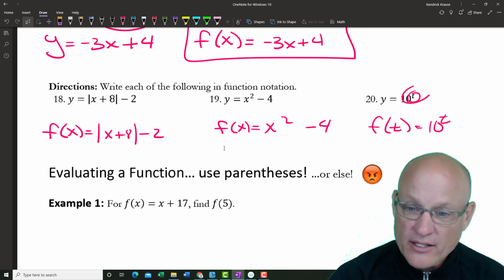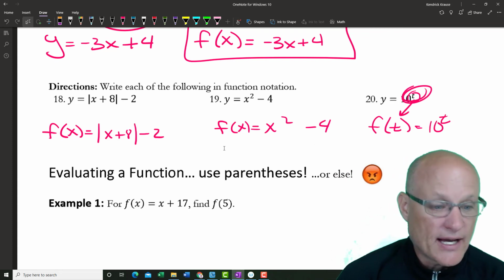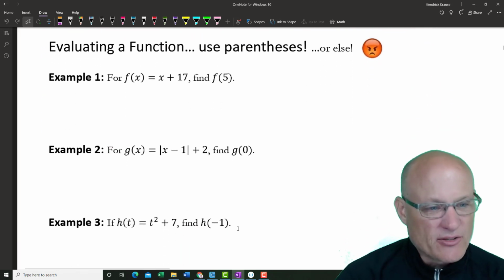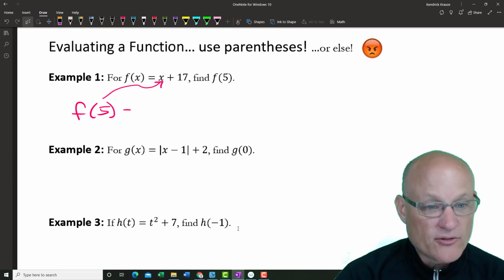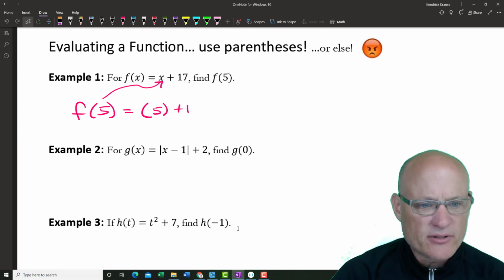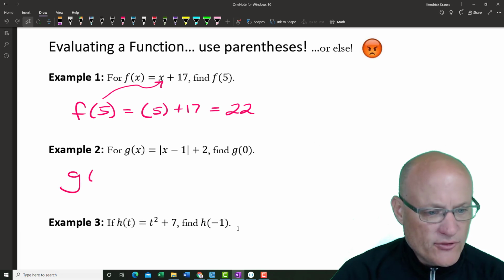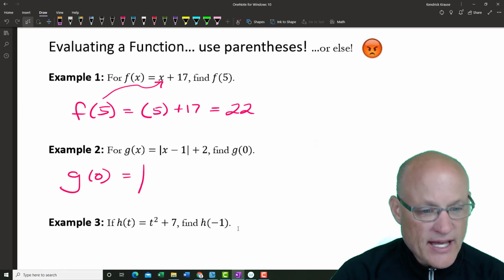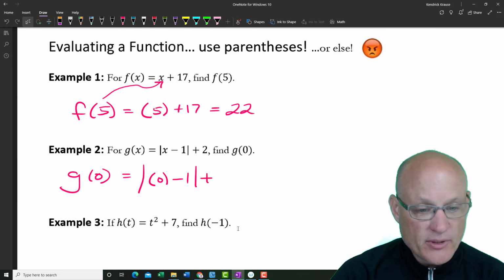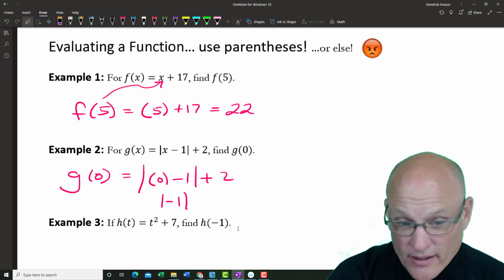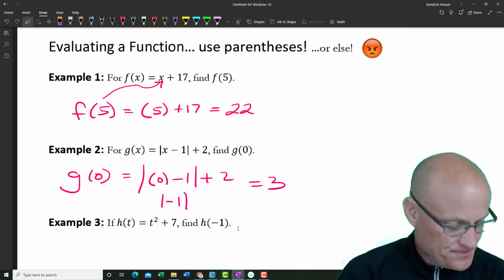Now, why did I have to use t? I used t because that's t, and these I had to use x. These shouldn't be any surprise. f of 5, you just plug the 5 in for x, right? So 5, I always usually use parentheses. It's always a pretty good idea. Plus 17, which is just 22. g of 0 is equal to the absolute value of 0 minus 1 plus 2. Be careful. This is really the absolute value of negative 1, which is just 1. So this turns out to be 3.